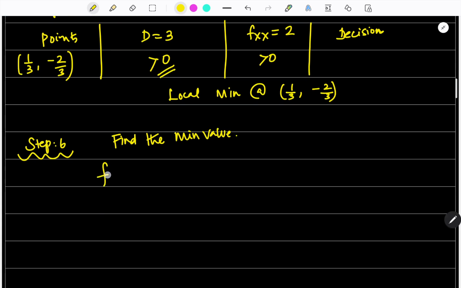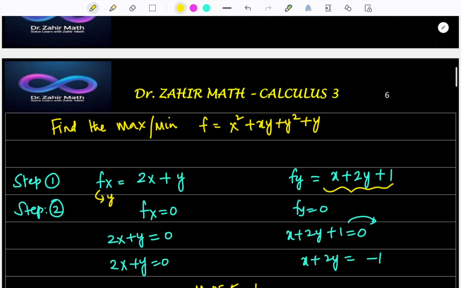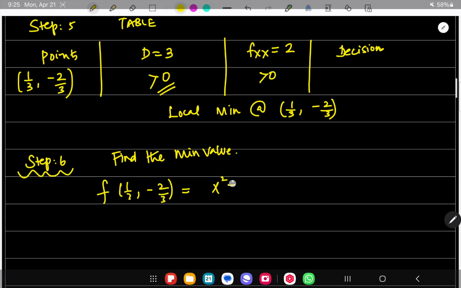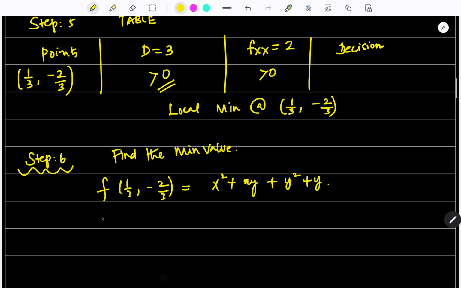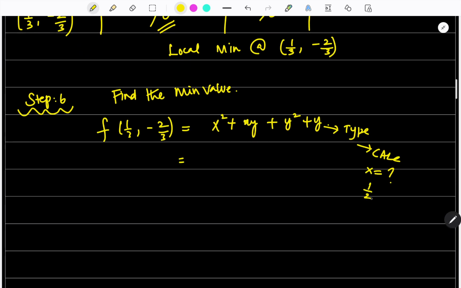What did I say? Put the point (1/3, -2/3) in the function, right? So what's your function? I need to go and check. Your function is x square plus xy plus y square plus y. So you're going to put this point, f of 1 by 3 and minus 2 by 3. Type this equation in the calculator and then press CALC. And then the calculator will ask x? So you just give 1 by 3 comma minus 2 by 3.